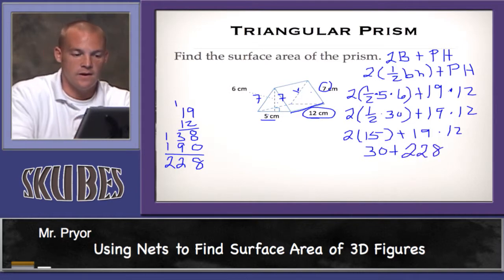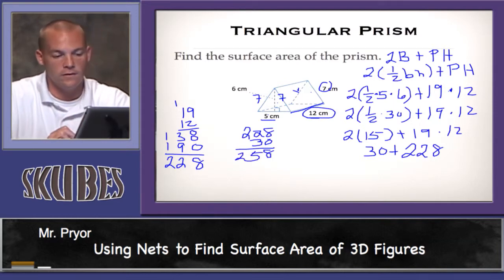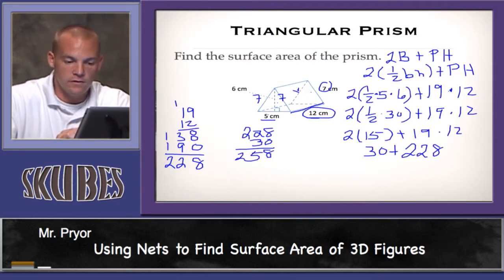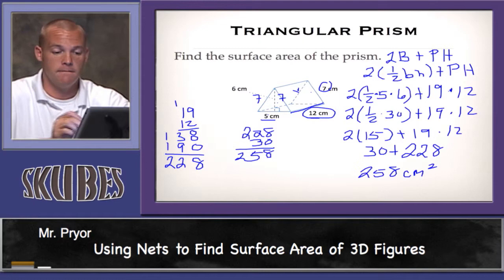So when we add those up, we will end up with our surface area. So that's going to be 8 plus 0 is 8, 2 plus 3 is 5, and finally 2 plus 0 is 2. So we end up with 258 centimeters, again, squared and not cubed. Okay.